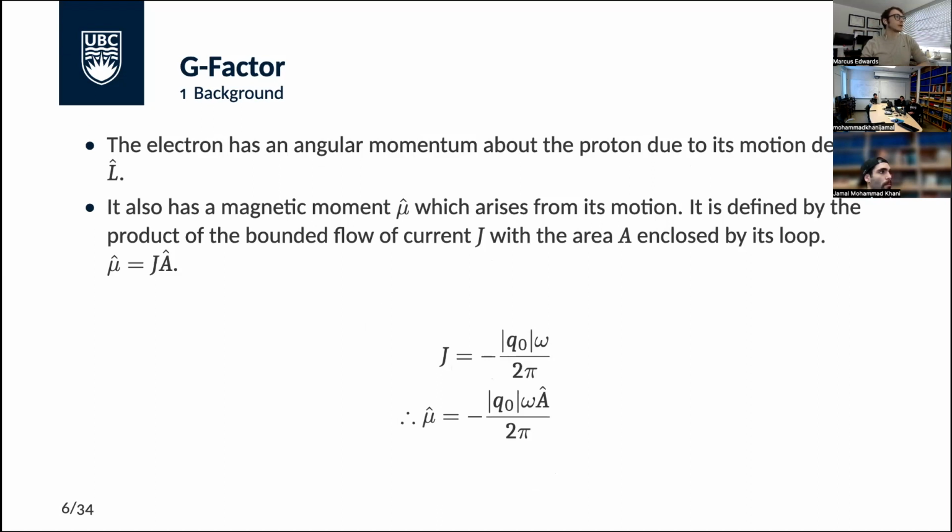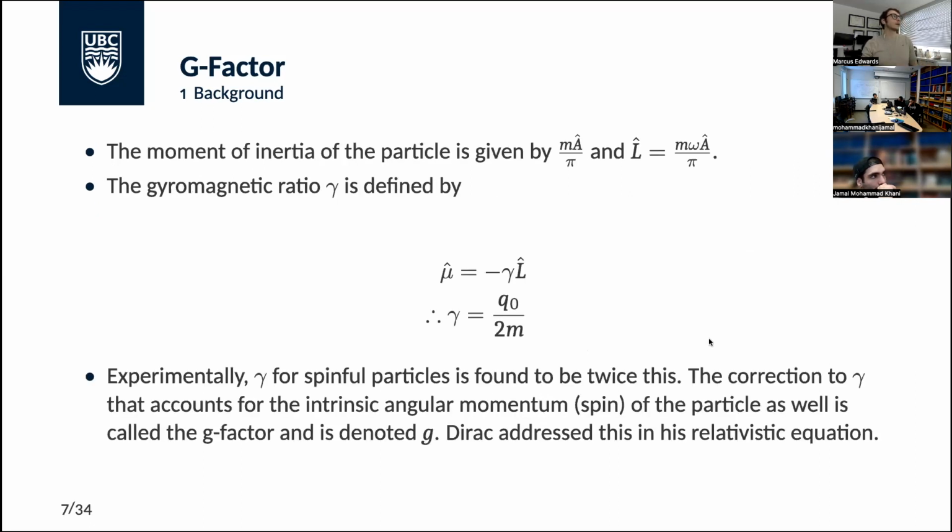It is defined by the product of the bounded flow of current J with the area A enclosed by its loop. Here I show the formula for this current and how we actually get mu. So mu is just J times A, the area enclosed, and the formula for J is a function of the angular frequency of the electron and its charge. So we get the moment of inertia of the particle and the gyromagnetic ratio. The gyromagnetic ratio exactly relates mu and L, that is, the magnetic moment and the angular momentum.